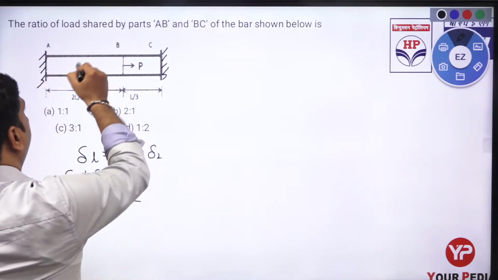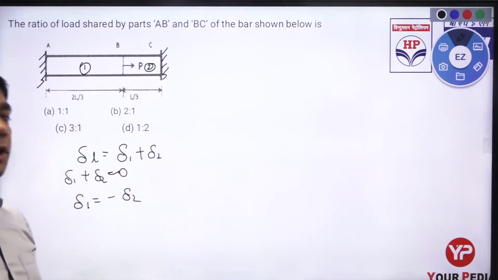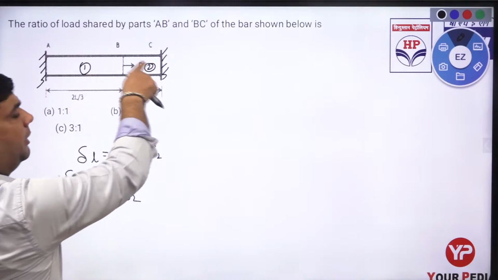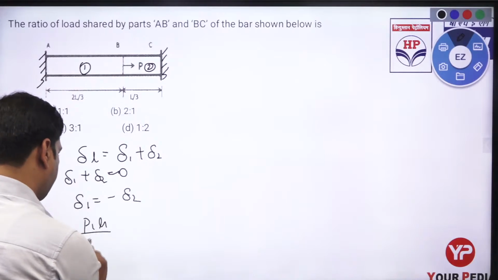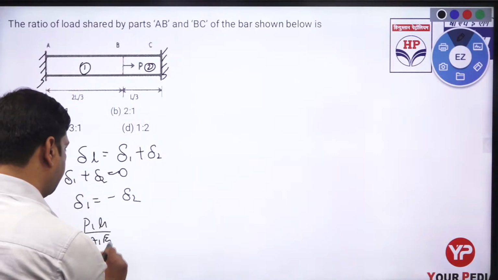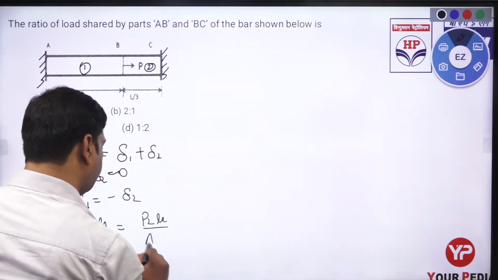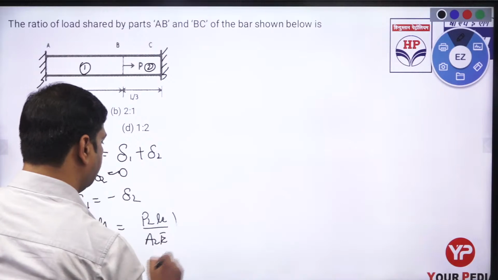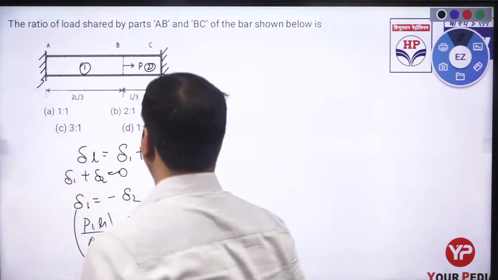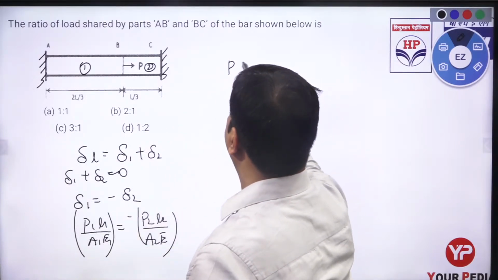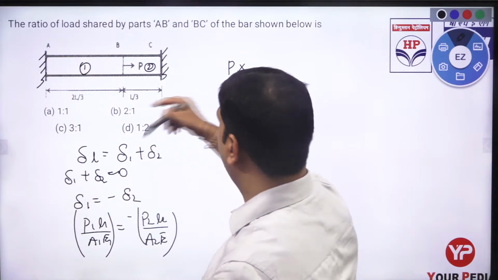Let this be member 1 and this be member 2. If P1 is applied on this member and P2 on this member, we can write P1 L1 by A1 E1 equals P2 L2 by A2 E2. There is one sign that comes here, that is negative. So from here we can write P1 into L1. What is L1? L1 is 2L by 3.